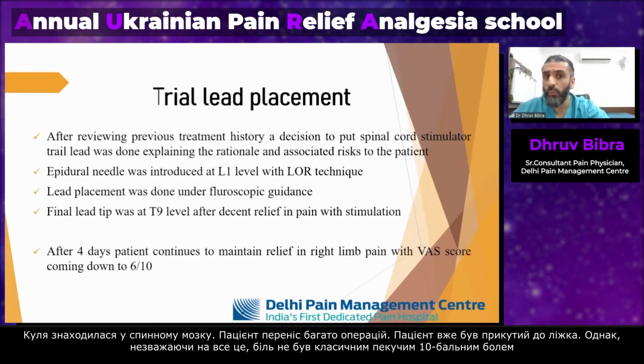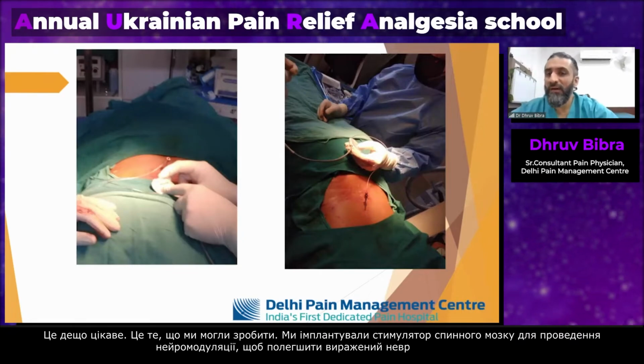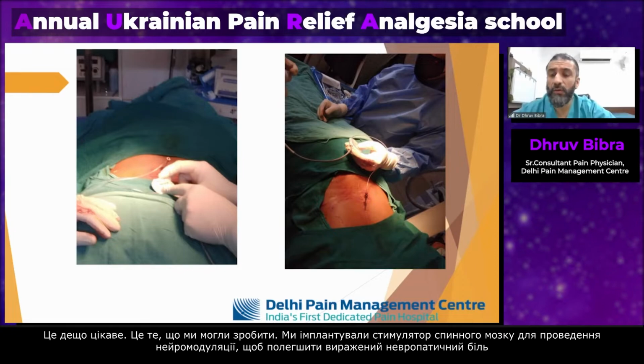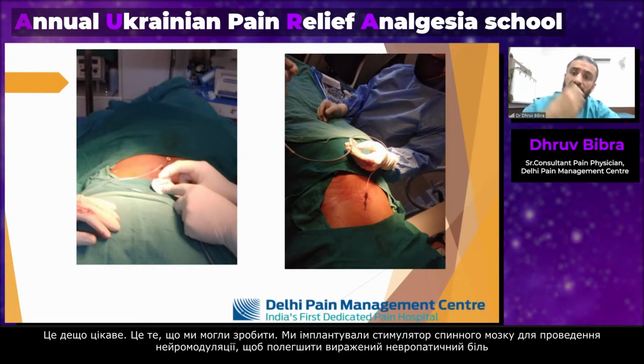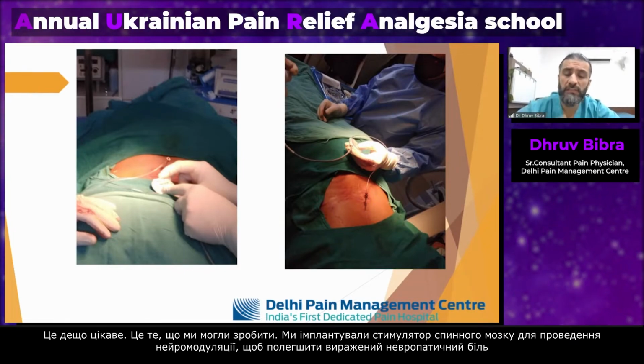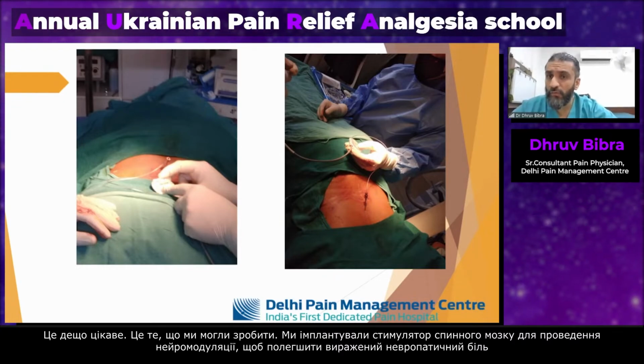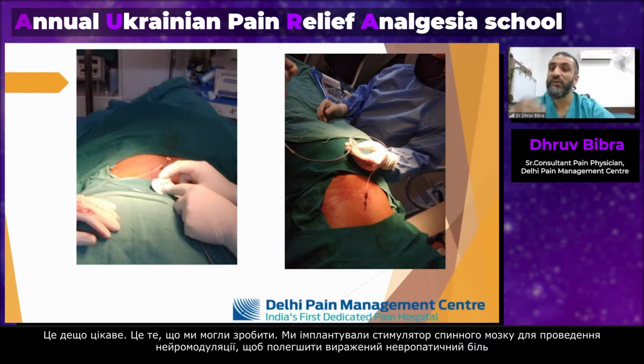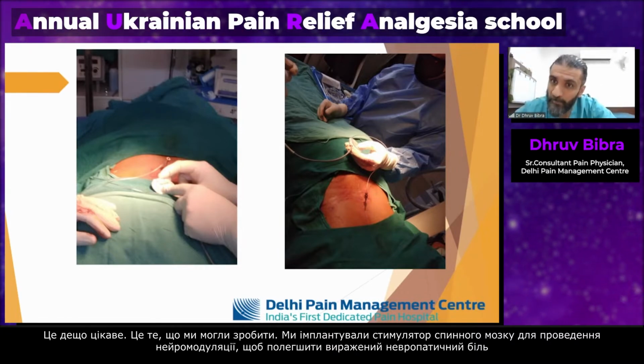So what did we do? Now, this is something interesting. Mostly people would be doing it, so this is also what we can do. This was a trial of a spinal cord stimulator, in which we try to use neuromodulation, or neuromodulatory techniques, to take care of this severe neuropathic pain.